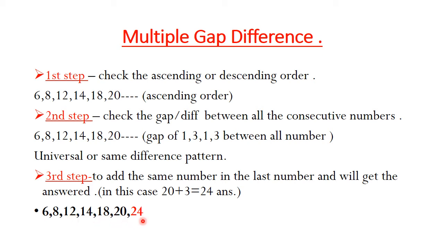This type of series is called multiple gap difference, where we have the difference of two numbers, 1 then 3, again 1, then we have to see the 3. So we have to check the pattern of the differences, and in the same way we have to add the same number to the last number to get the answer.